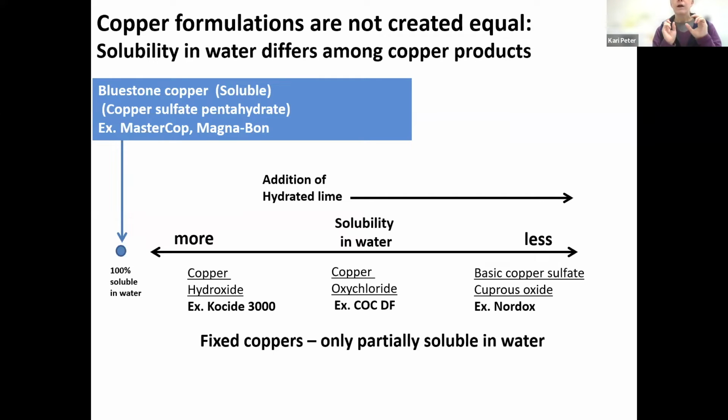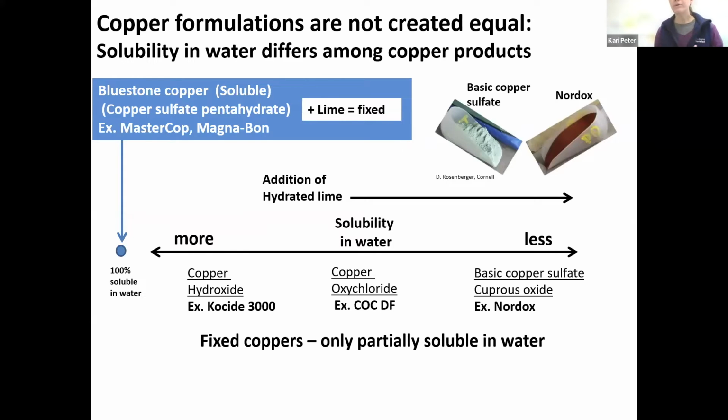Now, copper products that are 100% soluble in water, soluble coppers, this is bluestone. And also copper sulfate pentahydrate, which you may know by the trade versions Mastercop or Magnabond. These are soluble coppers. These are coppers where the copper ions are all there ready to go. And the other thing is that you can temper soluble coppers, as I mentioned, by adding lime. And so basically you can make it fixed.